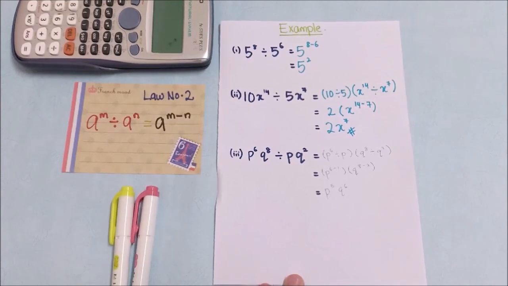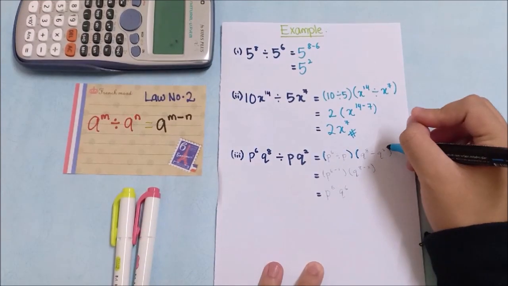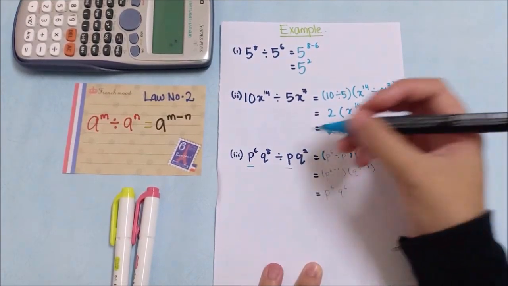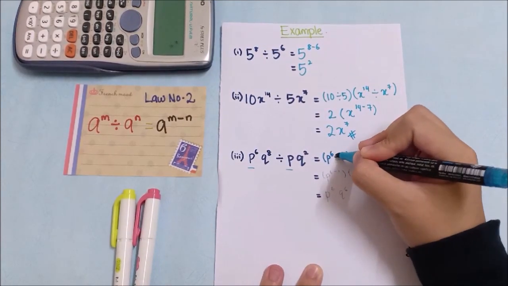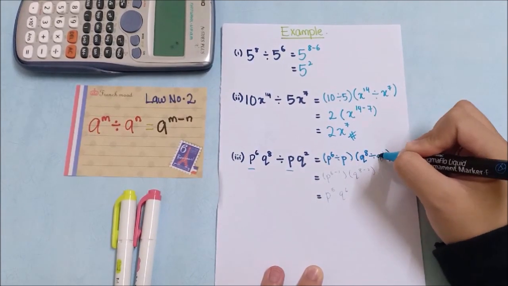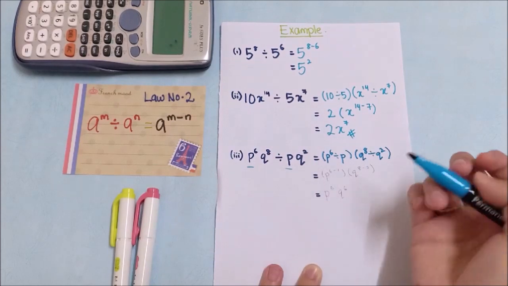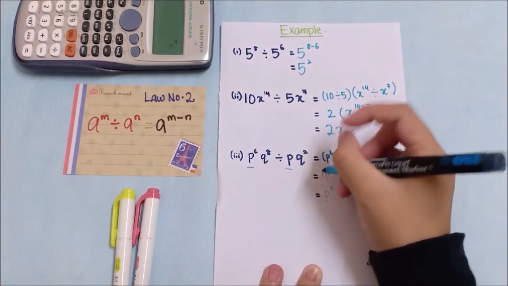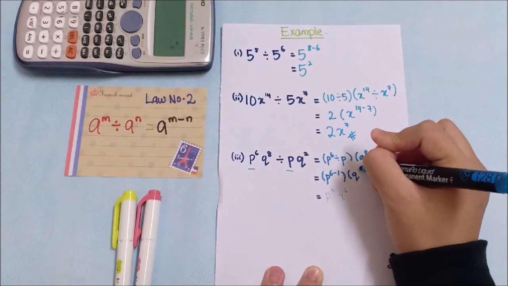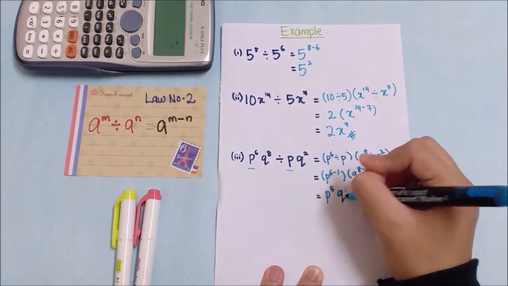The third example is also similar to the previous one, which we divide into two brackets, where the first bracket is P and the second bracket is Q. So we take the P term and put it in the first bracket, which is P to the power of 6 divided by P. And the second one is Q to the power of 8 divided by Q squared. So when the term is the same, we can use the law, where the power we have to minus. So for P it is 6 minus 1 and for Q 8 minus 2. The final answer is P to the power of 5 and Q to the power of 6.